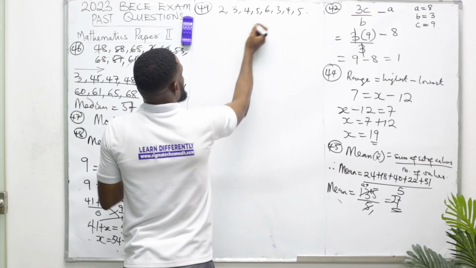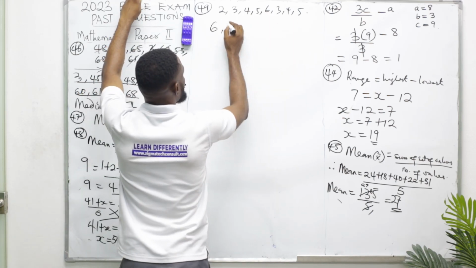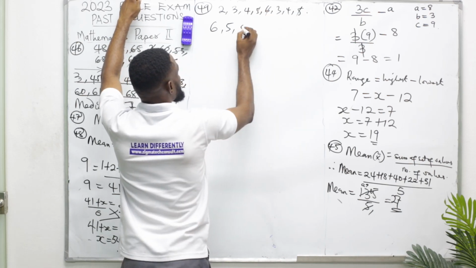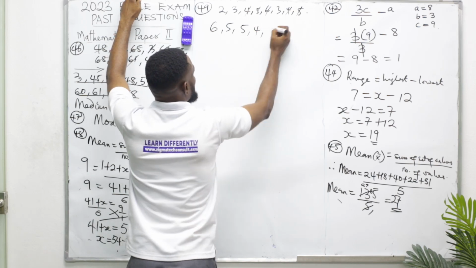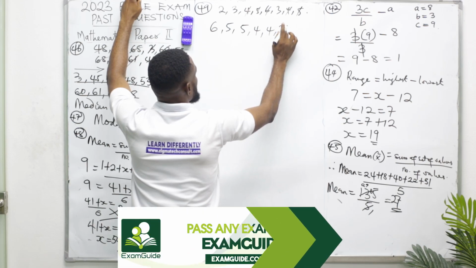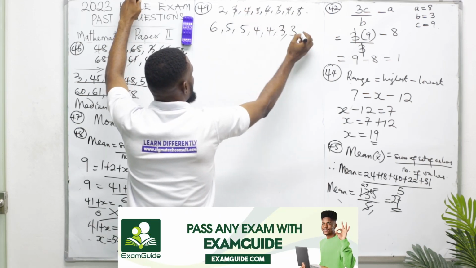So let's start with 6. So we have 6 there, right? After 6, we have 5. So we have the first 5, and another 5 there. After that, we'll now have 4, and another 4. Then we have 3, and this 3 too. Then we have these 2.